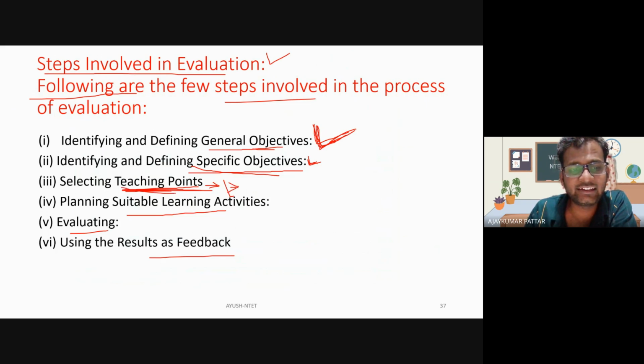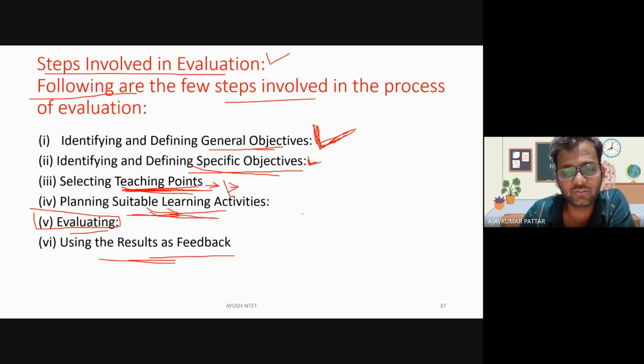So like that, selecting teaching points, then planning suitable learning activities. So what are suitable for those general objectives, specific objectives and teaching points? Then we will plan for those learning activities. Then we will evaluate. Then the results are used as a feedback. Evaluation क्यों कर रहे हैं हम? Teaching here, in the mindset of education purpose, these steps are involved in evaluation.